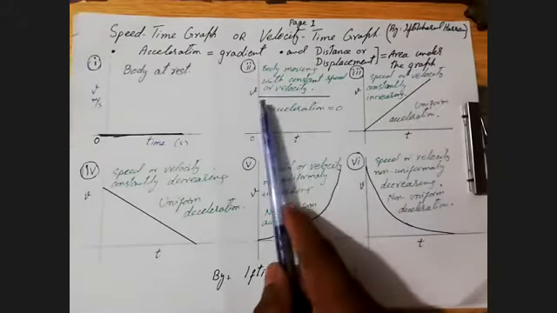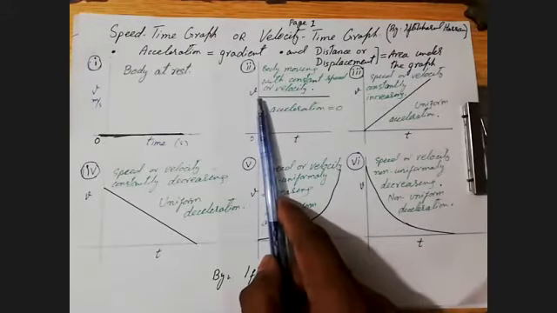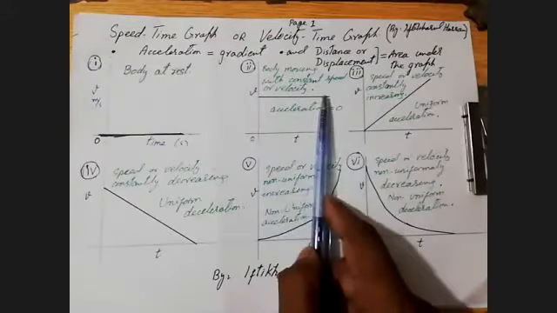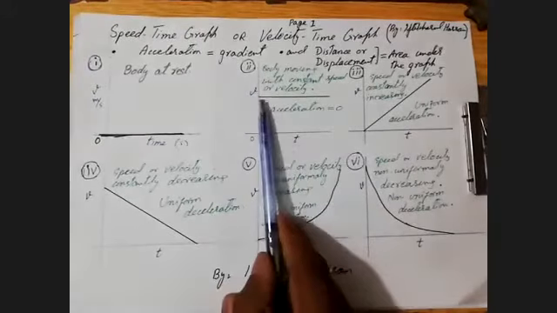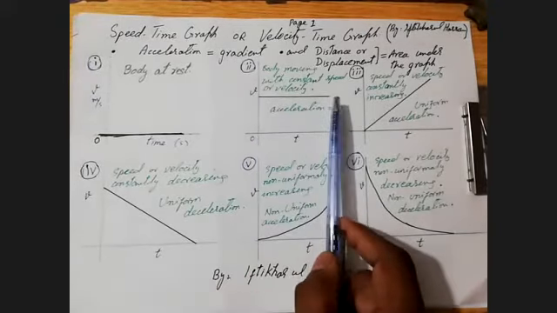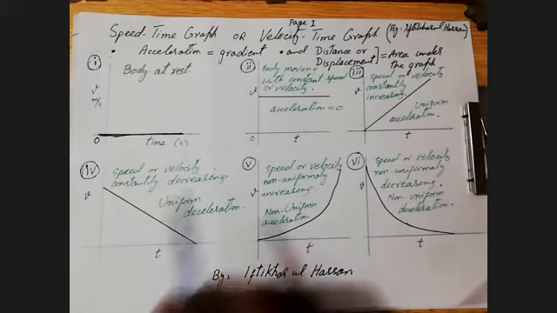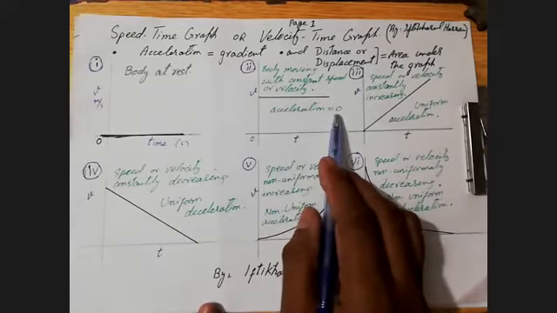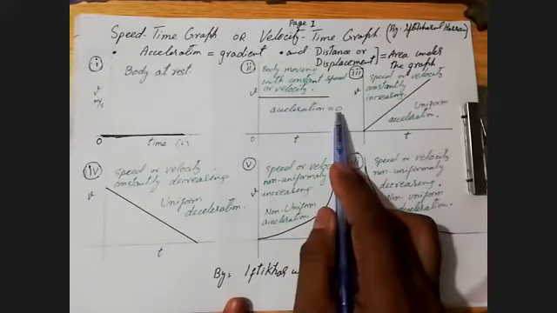Now, first of all, as I told you, the gradient or the slope of this line gives you the acceleration. Remember this fact. So here you can see that this is a horizontal line. As you know, if the line is horizontal, then its gradient is zero, so acceleration will be zero. It must be clear to you. So because velocity is uniform, acceleration is zero.